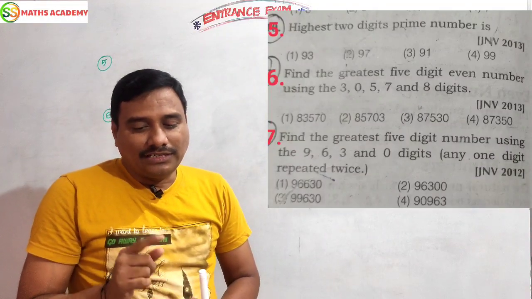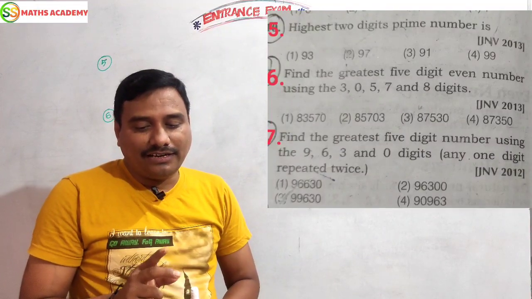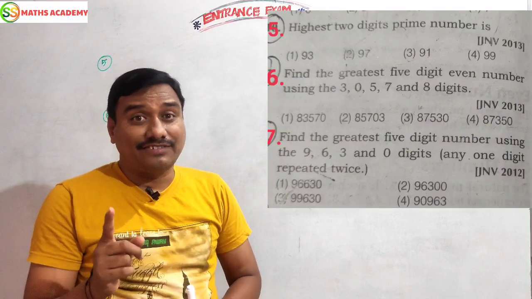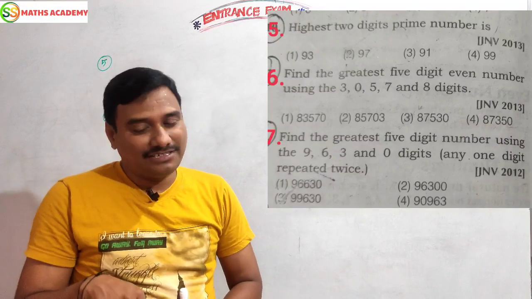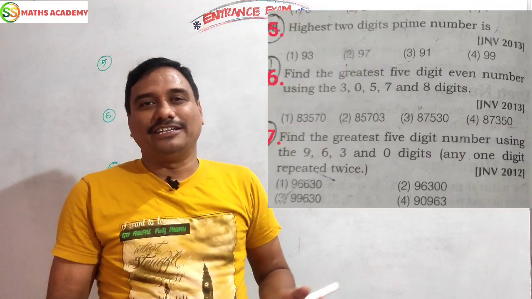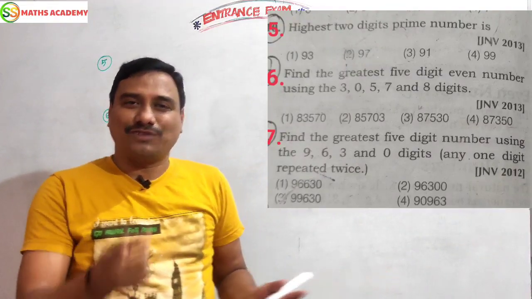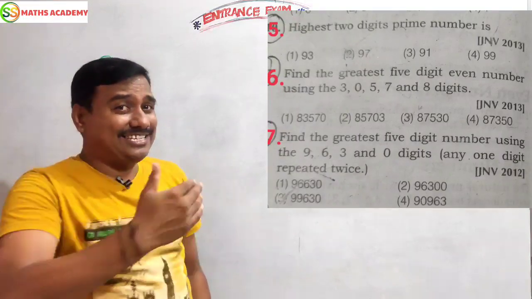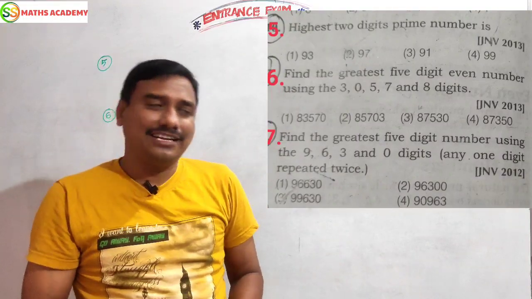Option 2, 97, and option 3, 91. 13 sevens are 91, so it is not a prime number. Cut it. 99, 11 nines are 99, also cut it. The only remaining option is 97. That is the answer actually. This is the way we have to find out the answer.